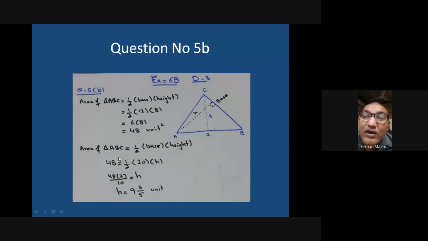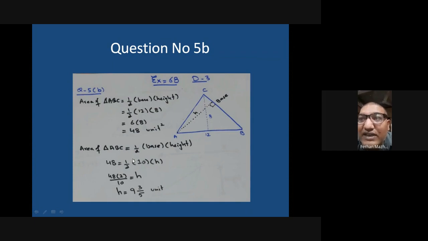Area of the triangle I already know. So the area of the triangle will be 1 by 2 into base into height. Area of the triangle is 48. 1 by 2, the base I have supposed is BC, and its length is 10. In the previous part, we have found this length. And the height we don't know, we have to find out. This is the perpendicular from A onto BC.